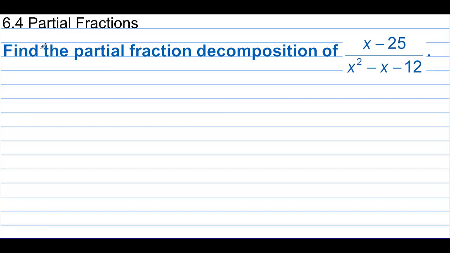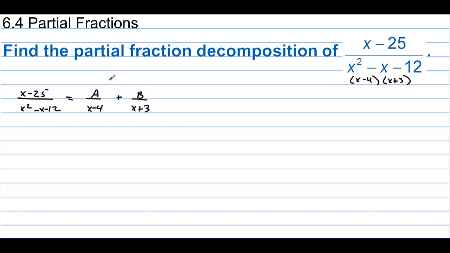6.4 Partial fractions. Find the partial fraction decomposition of this fraction. In other words, turn this fraction into two fractions that are equivalent. Let's factor the denominator. We have (x minus 4)(x plus 3). We want to turn (x minus 25) over (x squared minus x minus 12) into A over (x minus 4) and then plus B over (x plus 3).